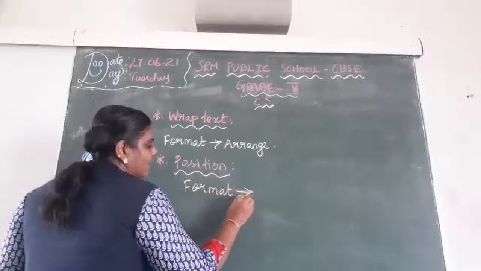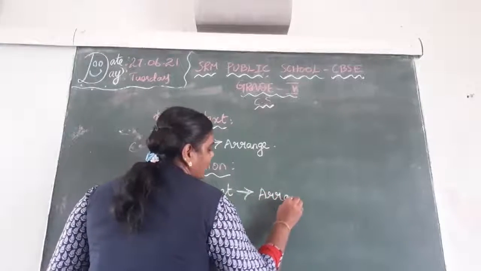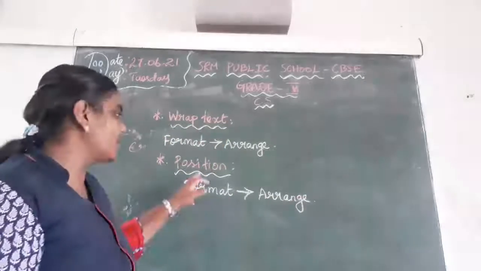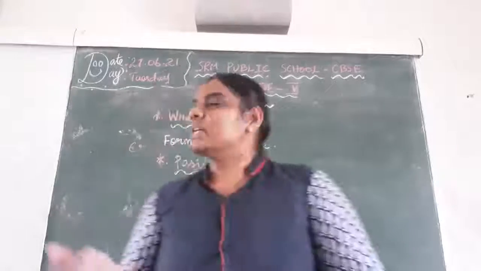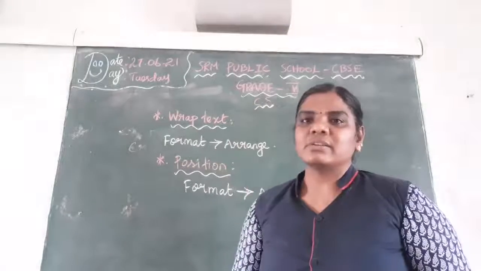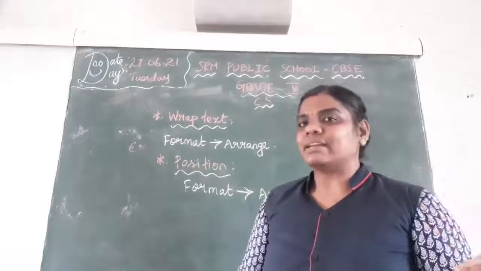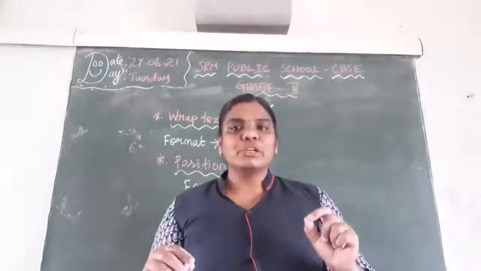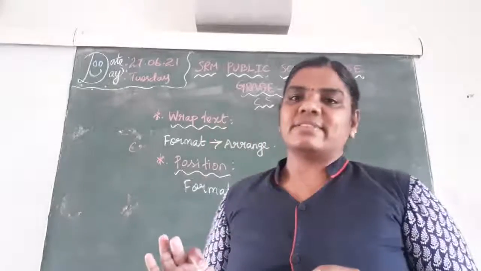Format tab. In this format tab we can go to the arrange group. In the arrange group we have the option position. Are you clear about wrap text and position? Wrap text means it shifts the text to the next line. Position means it is used to place the picture in a particular place.